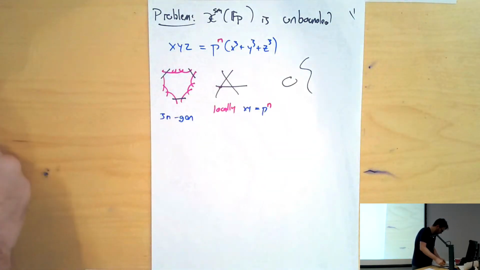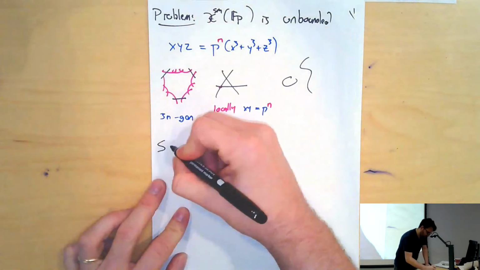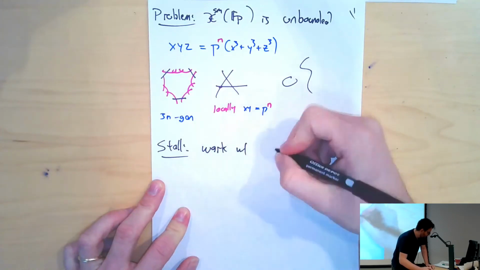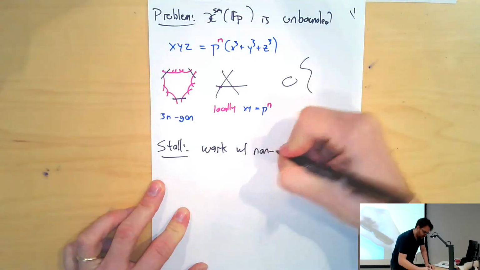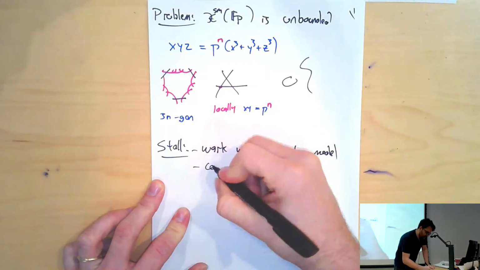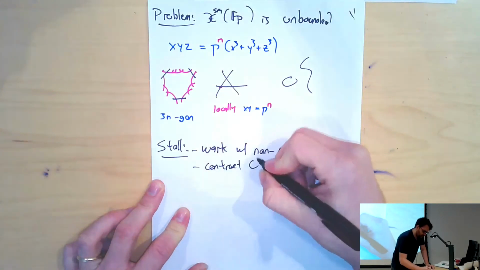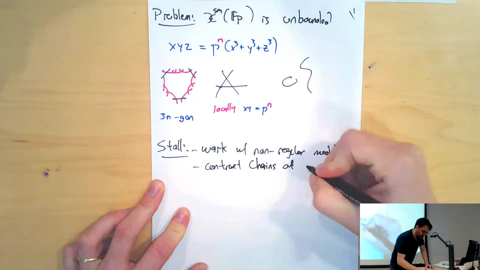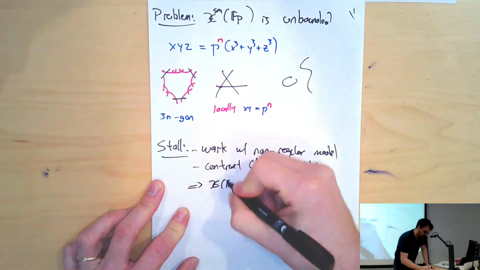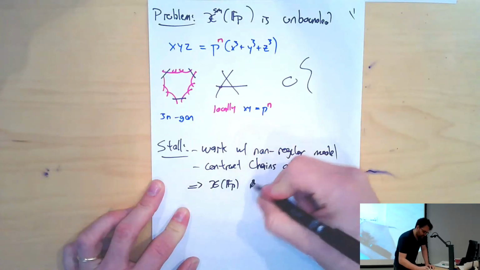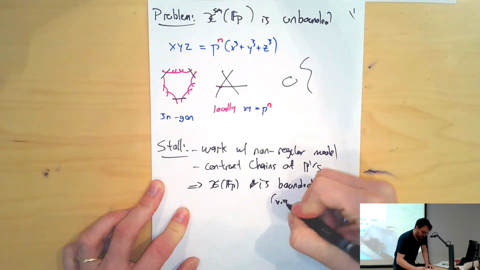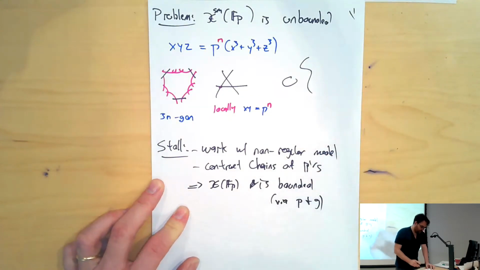So, great. So again, Stoll's idea is to work with, well, in general, a stable, but I'll just say non-regular model. Contract chains of P1s. This implies that now the number of points of X over F_p is bounded. Okay, well, bounded in terms of what? Via, let's just say, p and the genus.